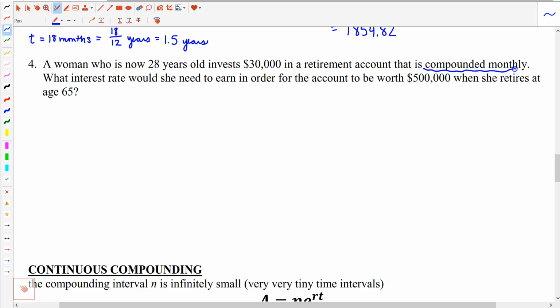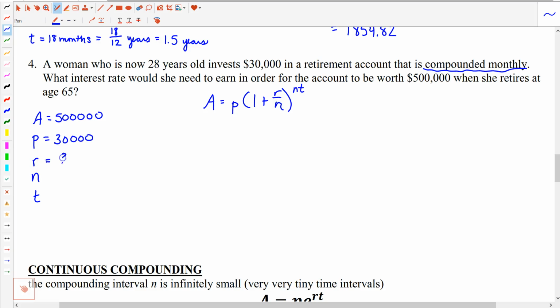Now, this is going to be compounded monthly, so I want to use my general compounding formula, which is A is equal to P times (1 plus r over n) raised to the exponent of n times t. Let's go ahead and record these players over here and figure out what numbers I'm going to use for each of these different variables. A is what we want the account to be at the end of the investment. So she wants $500,000. P is the starting amount of money or the principal, and she wants to start at $30,000.